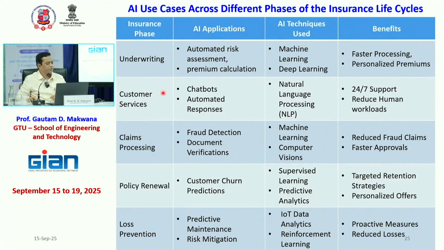So these are some of the use cases for customer service, claim processing, policy renewal, and loss prevention. For fraud detection and document verification, machine learning and computer vision are used, which reduce fraudulent claims and give faster approval. In the same way, for loss prevention, IoT data analytics and reinforcement learning are used, with proactive measures to reduce the loss.